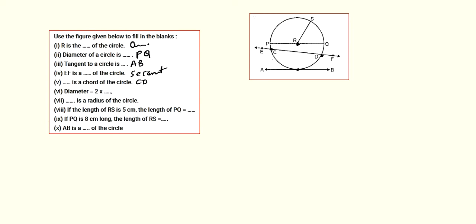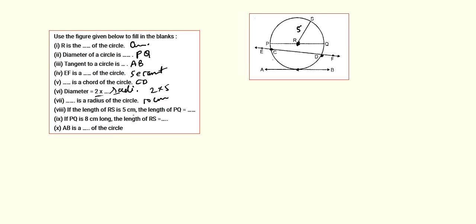Then diameter equals what? As you know very well, 2 into radius. Then blank is the radius of the circle. You can write any one. R is your center, then S, Q, P, these all are on the circumference of the circle. So RS you can write, PR you can write, QR you can write. If the length of RS is 5 centimeter, the length of PQ will be 10. Why? Because RS is radius and PQ is diameter, and diameter equals 2 into radius. So 2 into 5, answer is 10 centimeter.